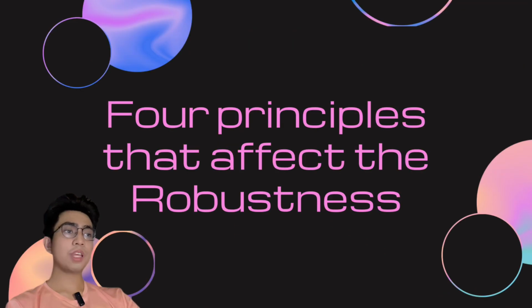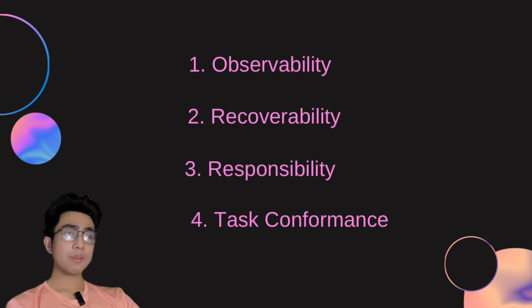We have 4 principles that affect the robustness. So first, you have observability. Second, recoverability. Third, responsibility. And fourth, task conformance.